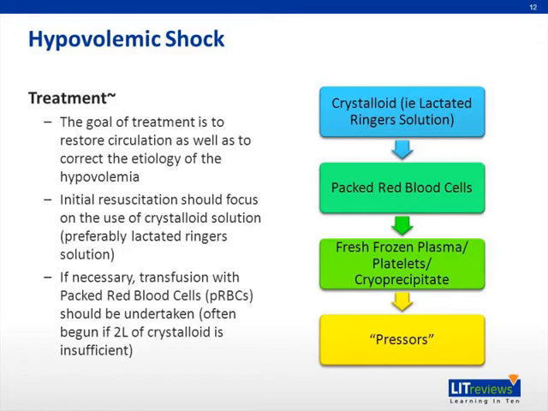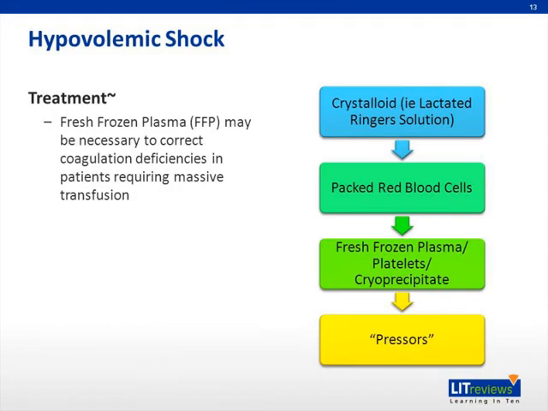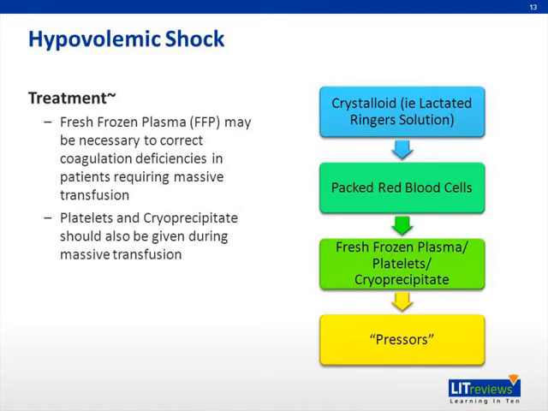Most surgical teaching focuses on the use of blood if necessary when a patient does not respond appropriately to 2 liters of LR. Although fresh frozen plasma, or FFP, is not recommended for resuscitation purposes, it may be necessary to correct coagulation deficiencies in patients requiring massive transfusion. This is because as patients obtain large amounts of fluid, their coagulation factors actually become less concentrated in the blood, leading to coagulation issues. Platelets and cryoprecipitate should also be given during massive transfusion for these same reasons.